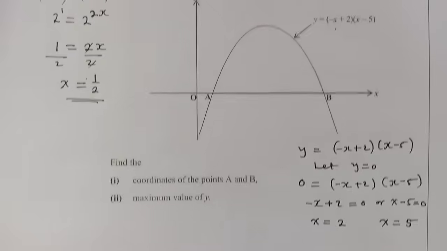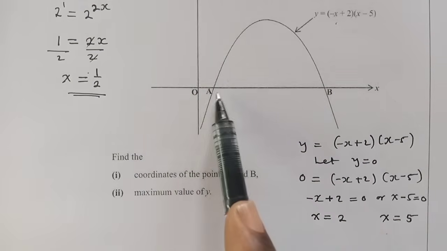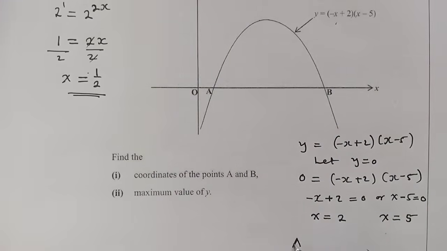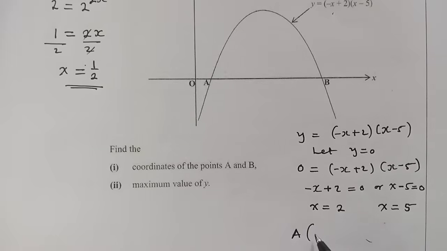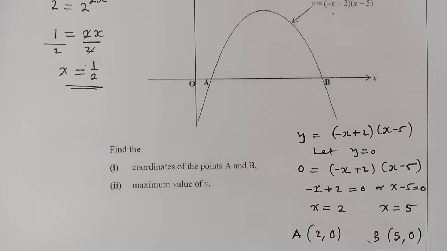So now we know that this is a smaller number, this is a smaller point and this is a bigger point. So we can say A is equal to 2, 0 and B is equal to 5, 0. So these are the two solutions.